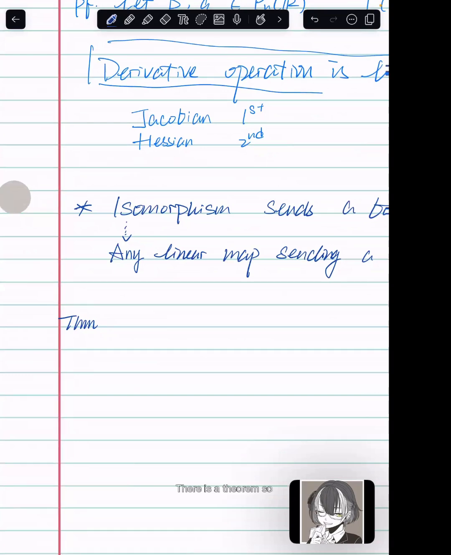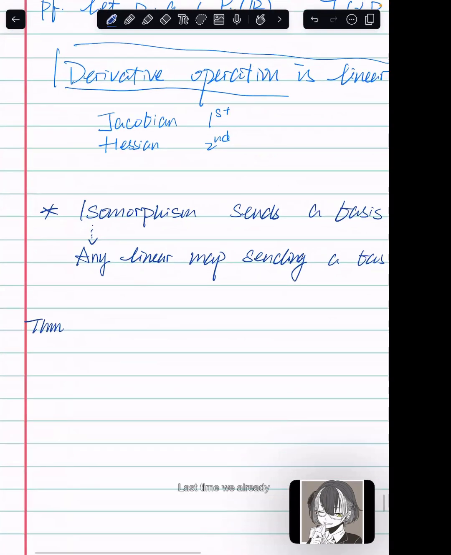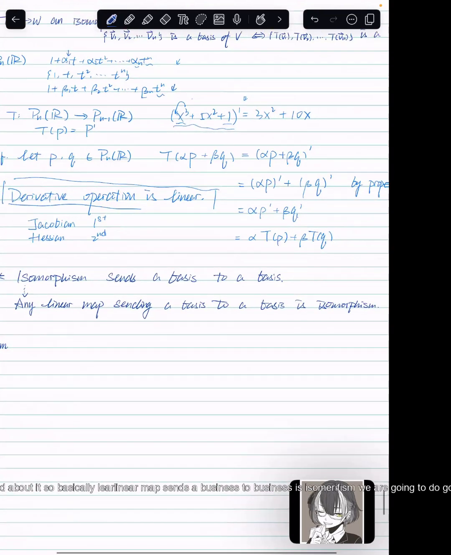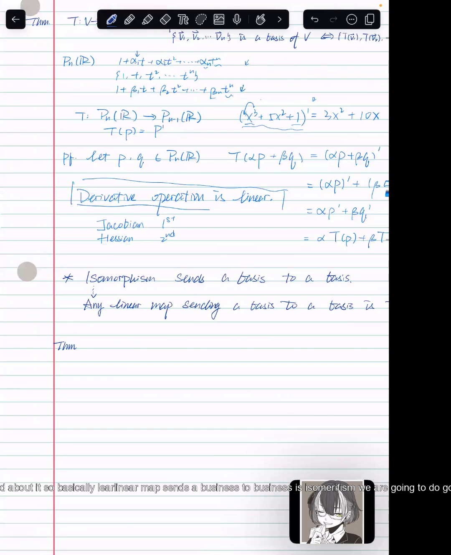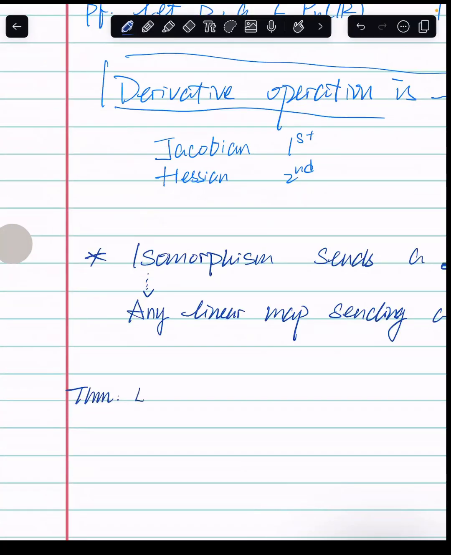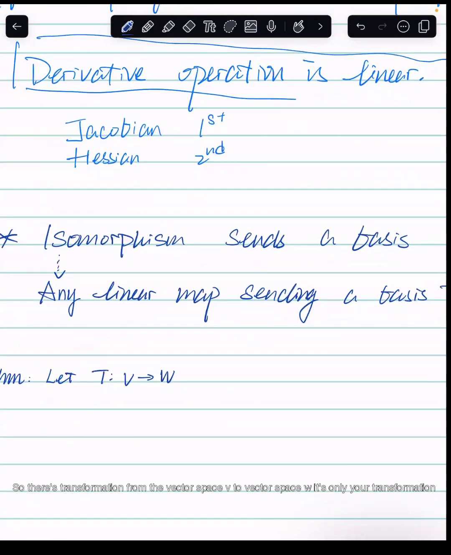There is a theorem. Last time we already talked about it. Basically, a linear map that sends a basis to a basis is an isomorphism. We're going to do a good proof. There's a transformation from the vector space V to vector space W that is a linear transformation.